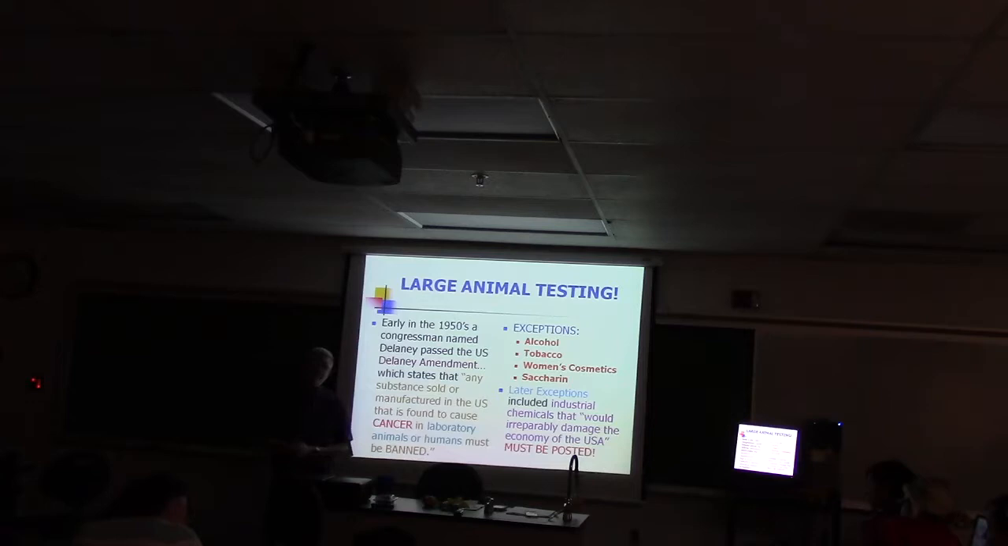So anyway, this man from New Jersey wanted to get reelected, and he campaigned that he was against cancer. How many of you are for cancer? He got elected. I'm serious. His campaign was, if I'm elected, I will pass a bill in Congress that outlaws any substance made, sold, or manufactured in the United States that causes cancer in laboratory animals or humans. And everybody thought, wow, this is a great idea. Until they thought about it a little bit longer.